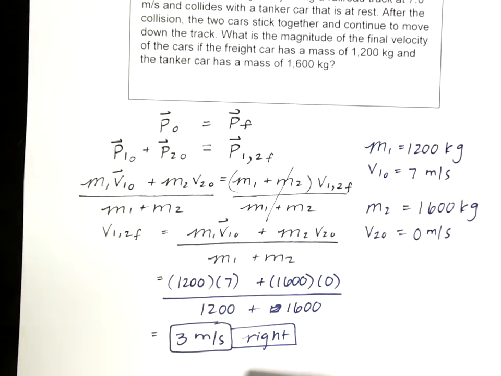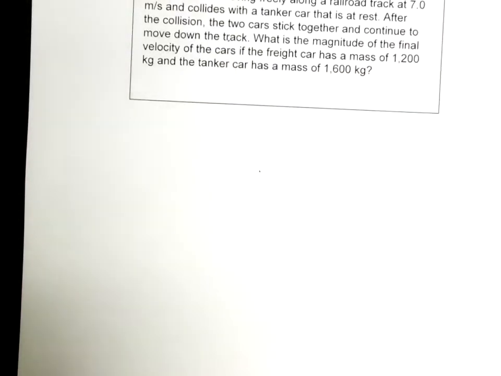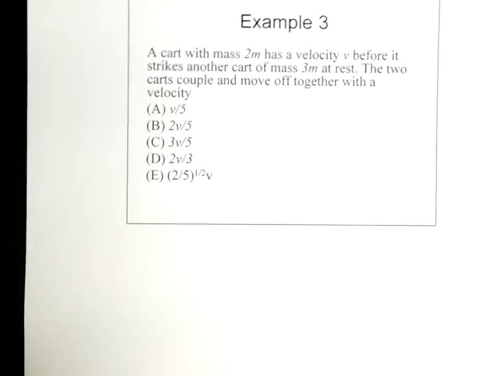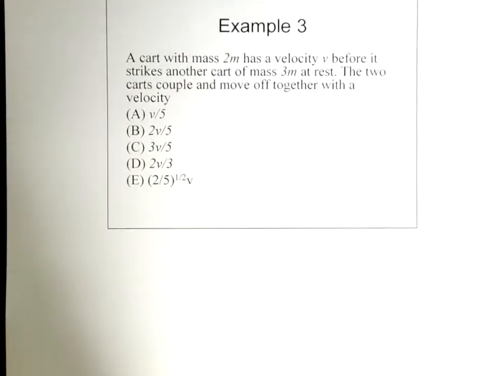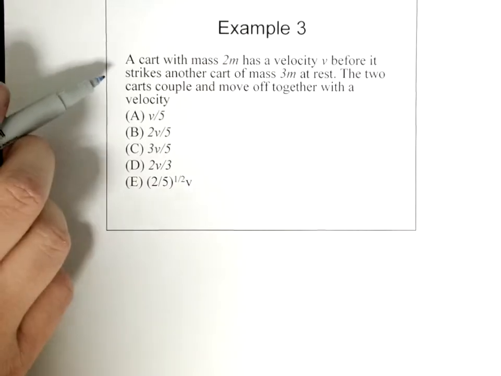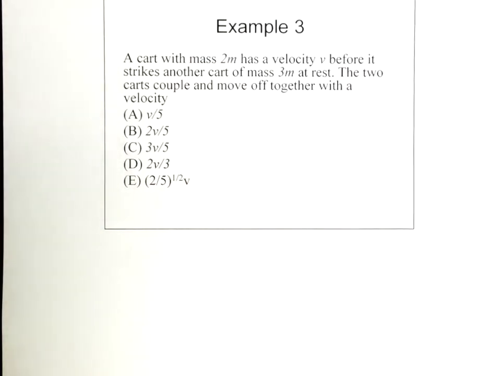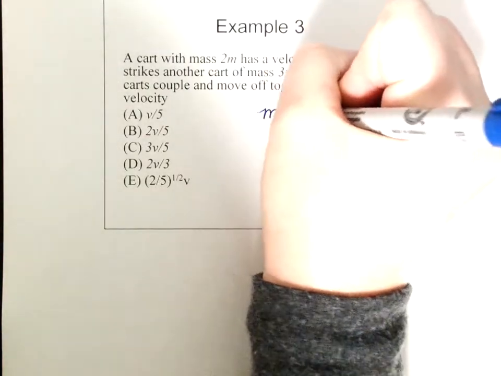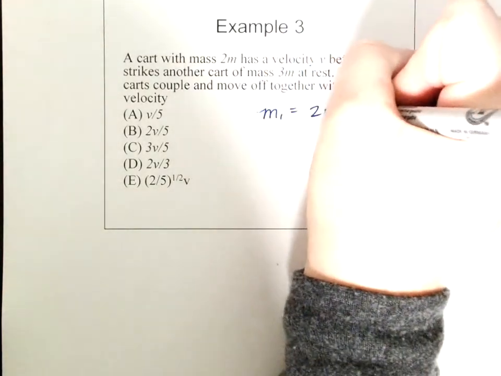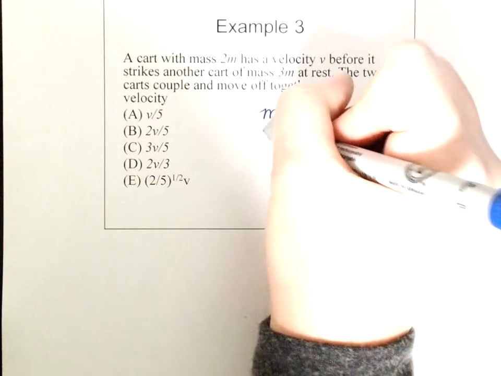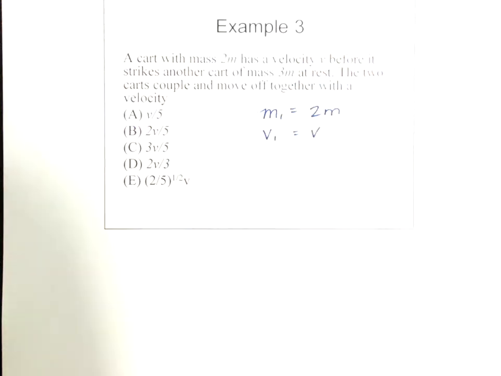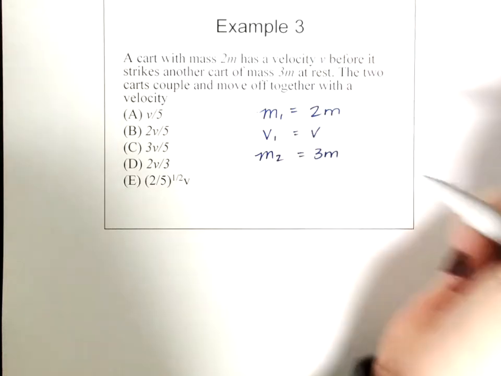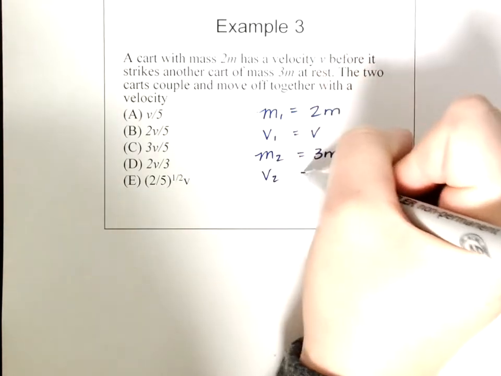Okay, let's do one last example problem. So for example number 3, I always like to give you guys a factor change problem. So this time we have a cart with a mass of 2m. So let's call that cart mass 1. It has a mass of 2m and has a velocity v. So our velocity 1 is equal to v. Before it strikes another cart of mass 3m. So our m2 is going to be 3m, which is at rest. So its velocity is 0.